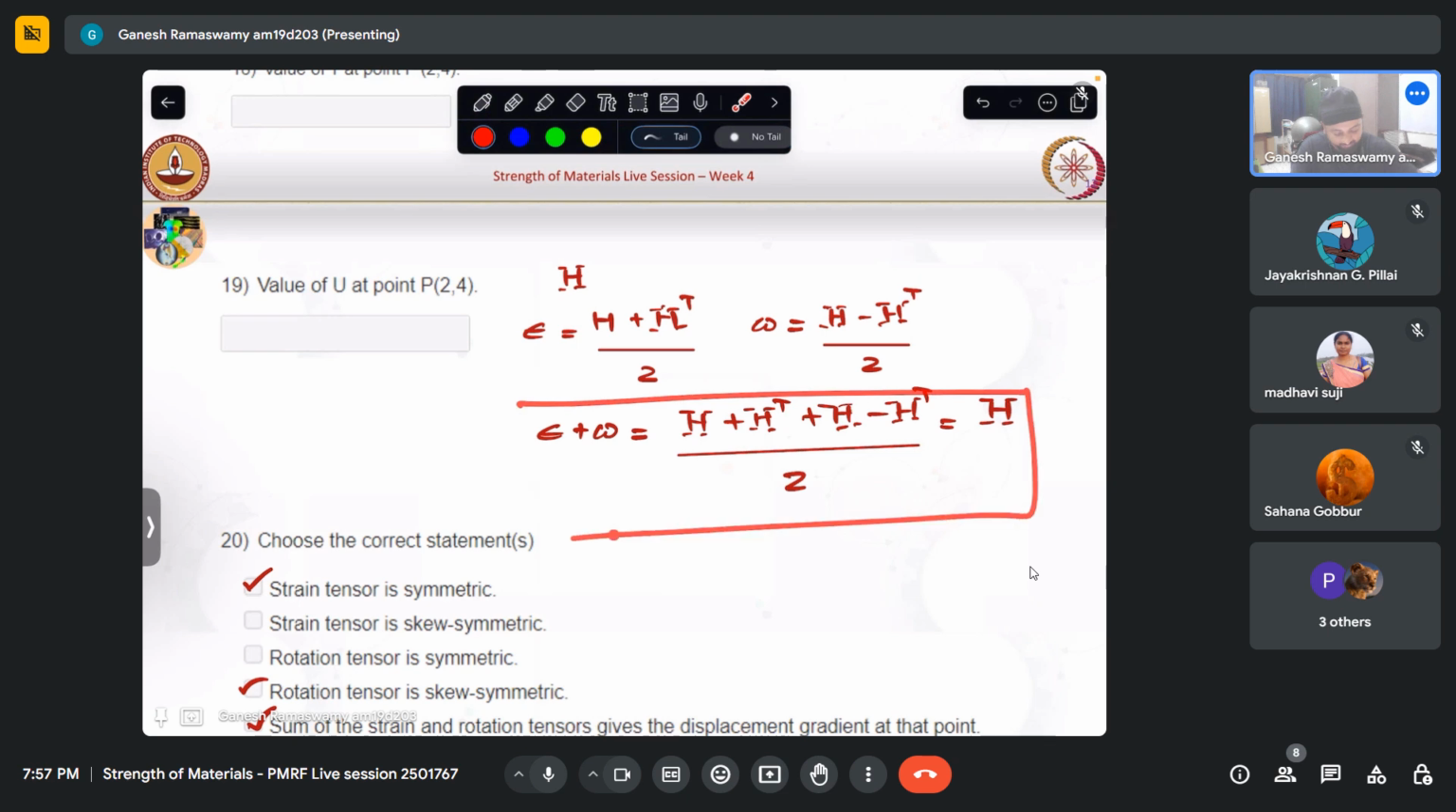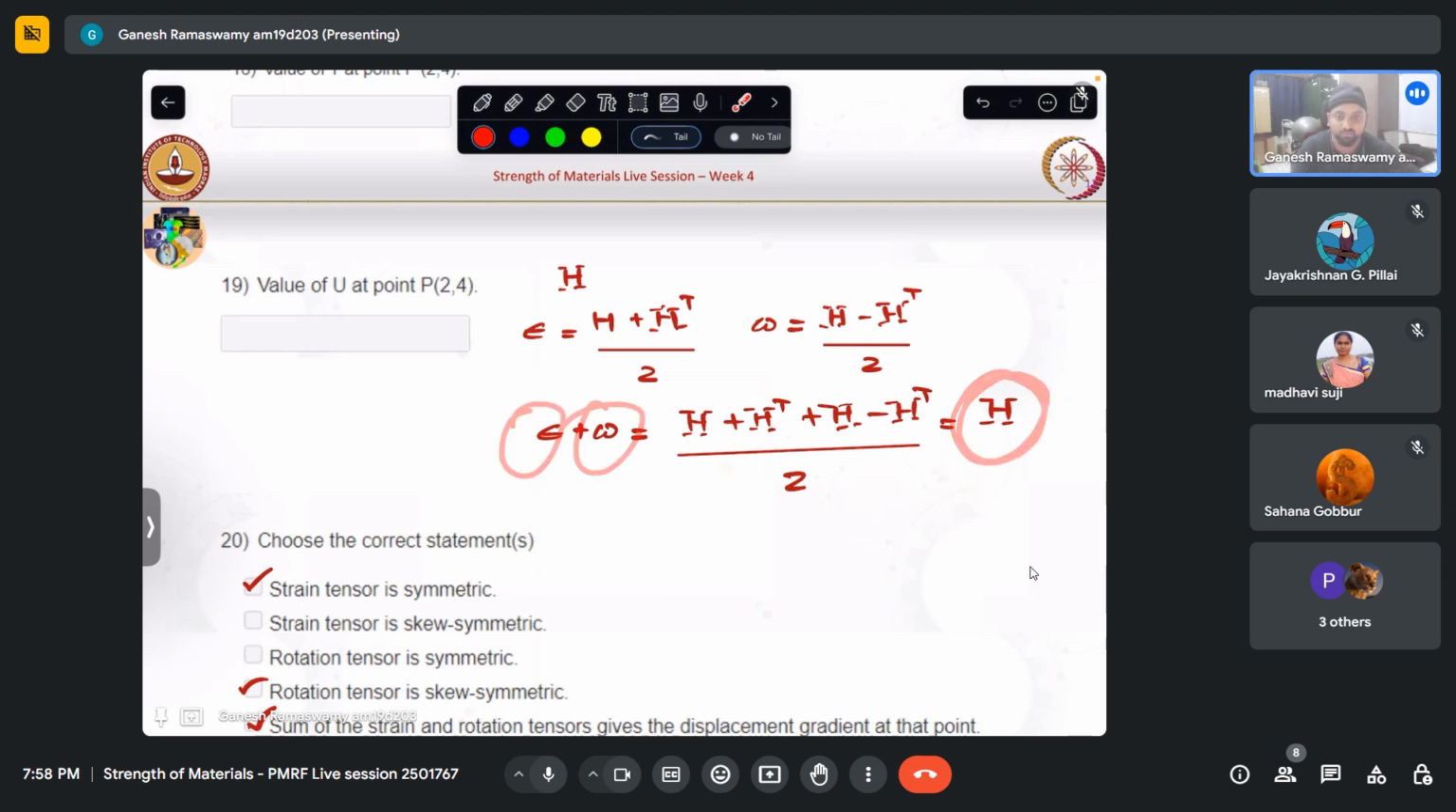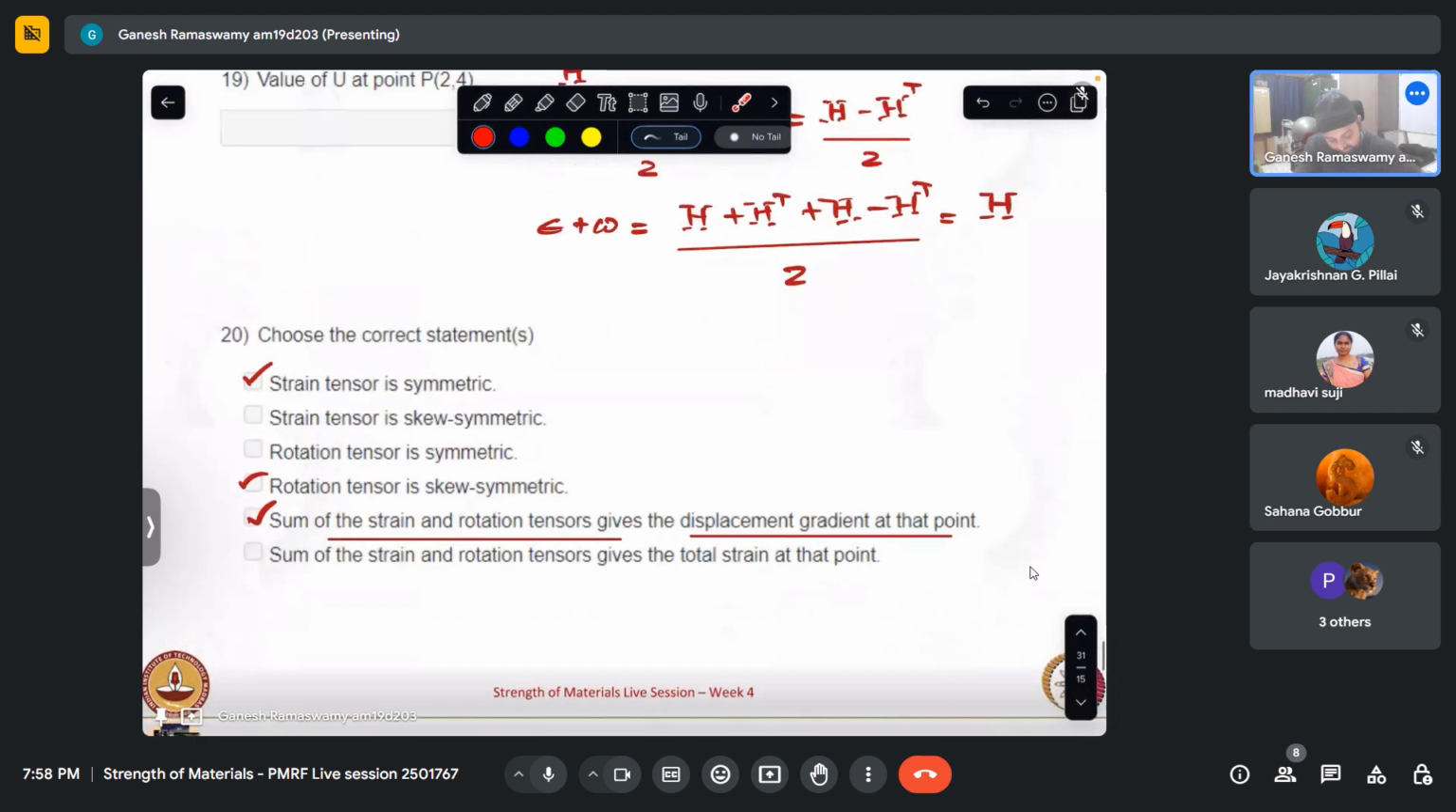If we are given a displacement field, it is not necessary that it will always cause strains. It could also cause rigid body rotations. So a sum total of the strains, mechanical strains, and the rigid body rotation is what constitutes the deformation or the displacement gradient of that component. Given a displacement field, we generally isolate these two components because only this component causes stresses in that body. The other component is just rigid body rotations, what we dealt with in our engineering mechanics course. So the sum of the strain and rotation tensors gives us the displacement gradient at that point. So this is the correct option.